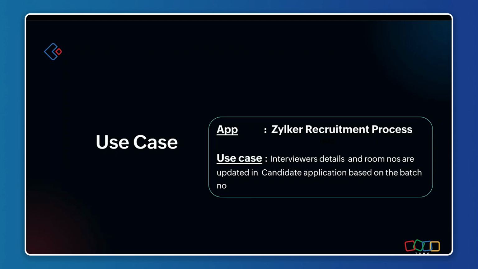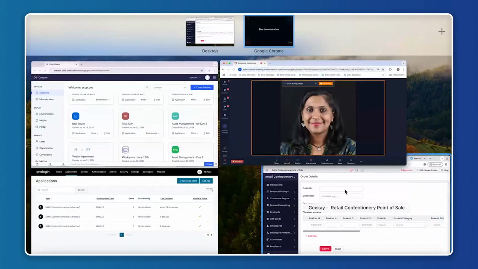Assume that the recruitment agency has received hundreds of applications. Now, let's say these 100 applications are split into 5 different batches. In the first batch, 20 candidates, and in the second batch, 20 candidates. In the rest of the batches, 20 candidates are allotted. So for each batch number, we're going to allocate the interviewer and also the interview room number. So we are going to do a bulk update and also a single record update using this update multi-field task. Now let's get into the live demonstration.